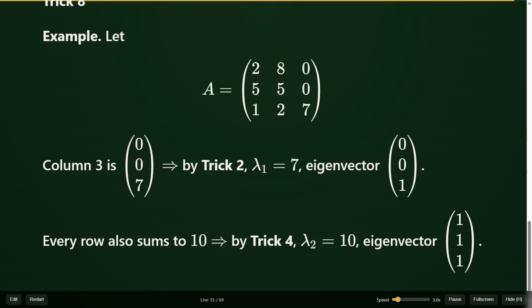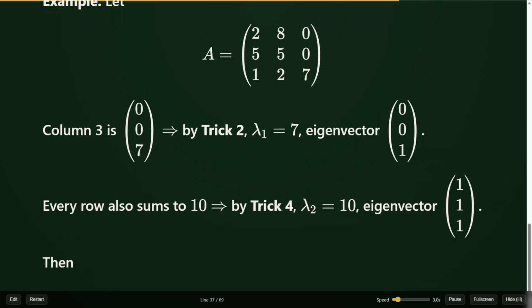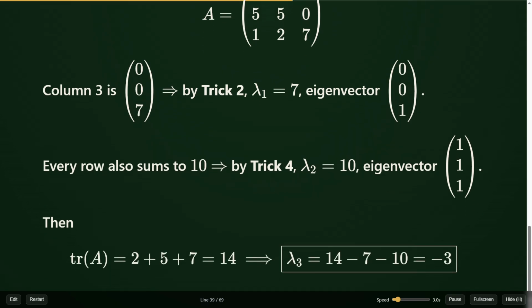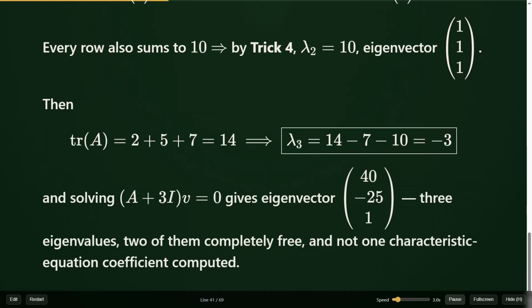And now if we look at the trace, we already have two eigenvalues with us. Therefore, finding the third eigenvalue is going to be absolutely easy. The trace is 14 and therefore the third eigenvalue is minus 3. Now, you will have to do the work of getting the eigenvector for minus 3, and we know the procedure. We just find A minus 3I times our vector equal to 0. So, what should be that vector?